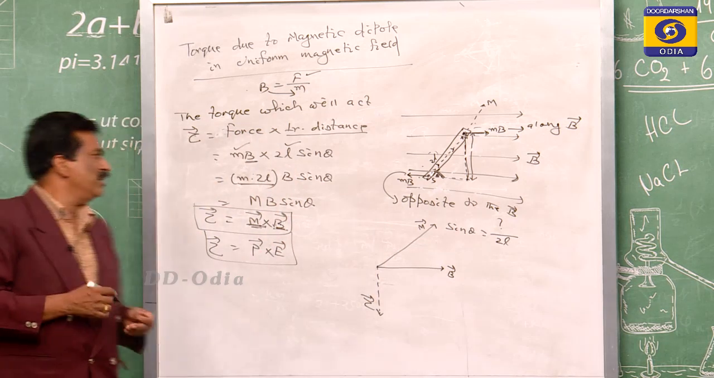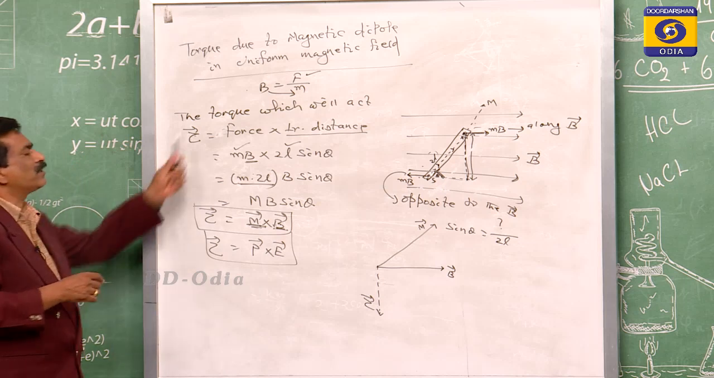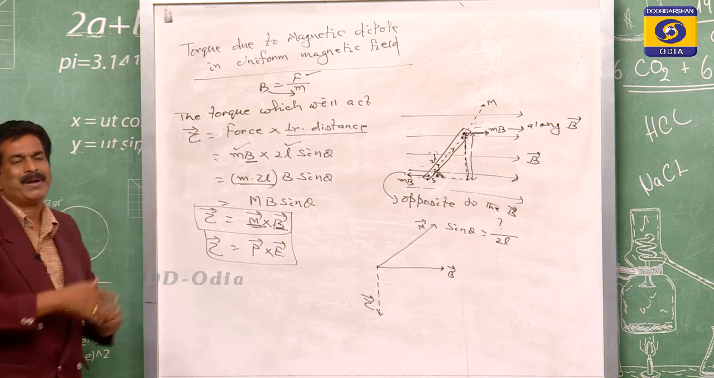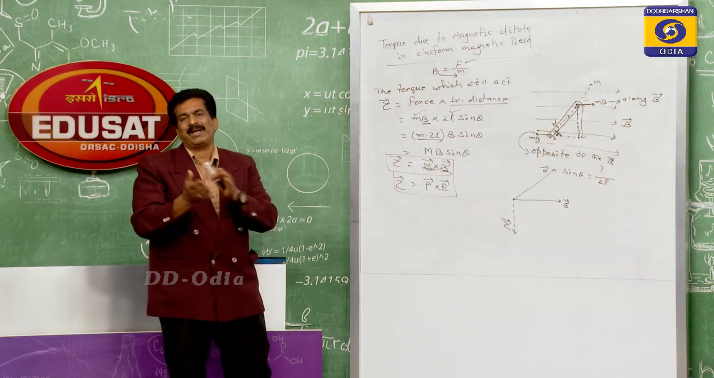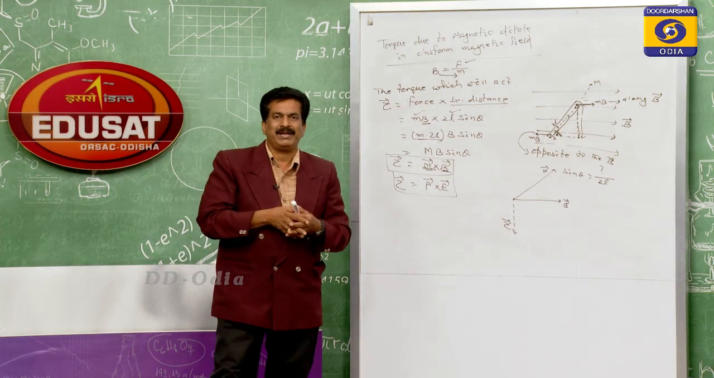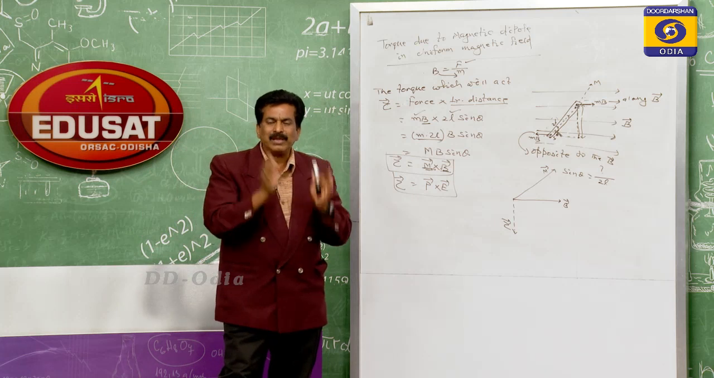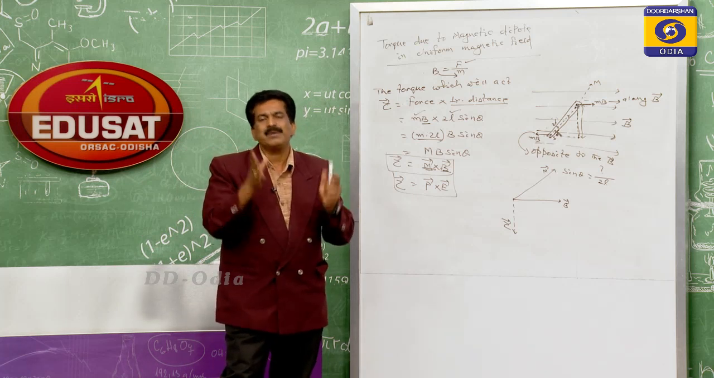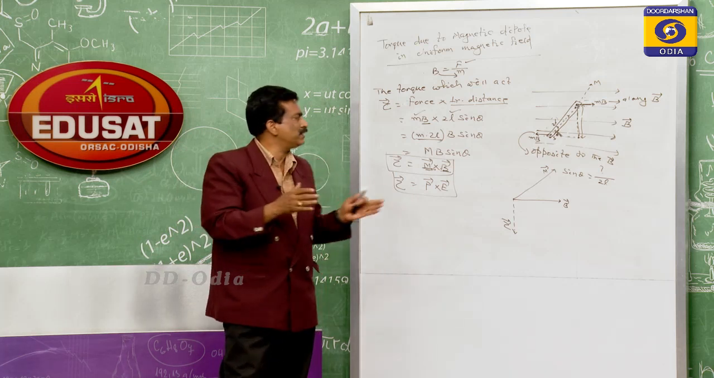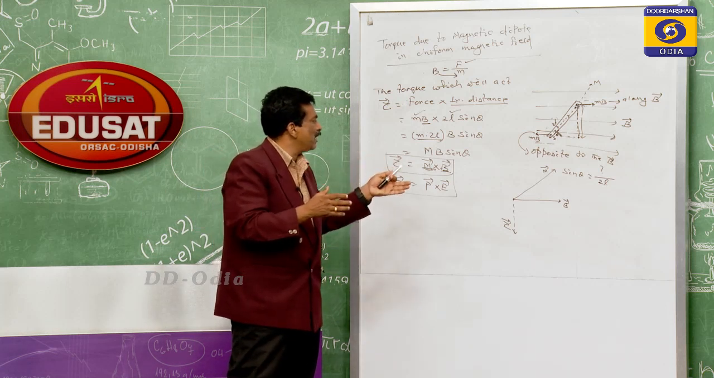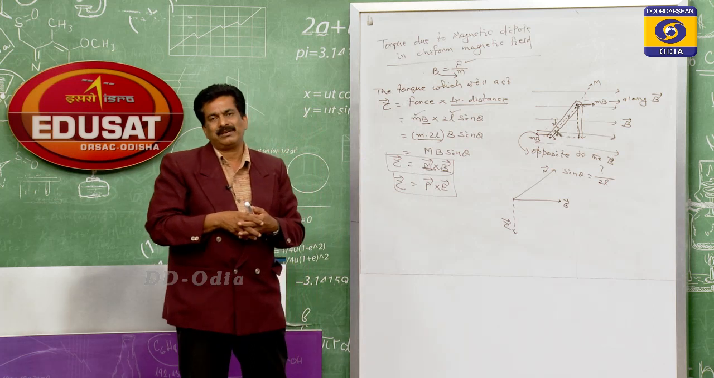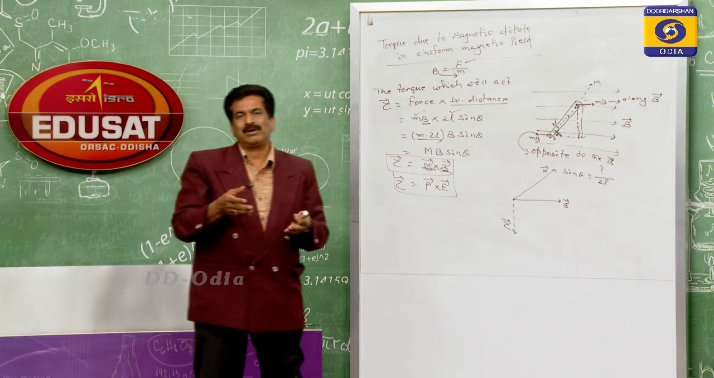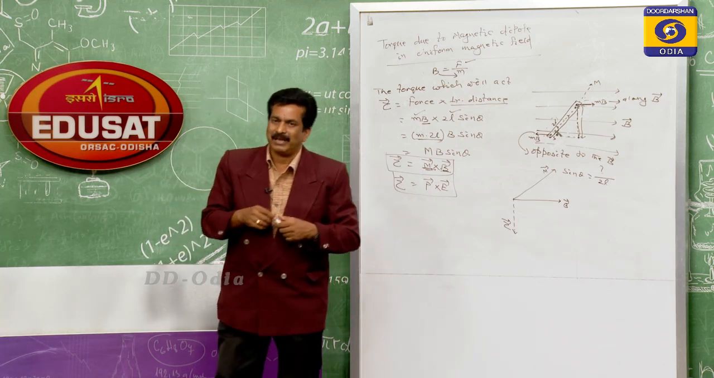With this, we came to know what the torque will be, and we compared it with the electric field. The electric field and the magnetic field both give similar results, the only difference being the symbolization. Another thing we have to discuss is that if there is a torque, then it will have its potential energy, its work, and the Earth's magnetic field. Thank you very much.